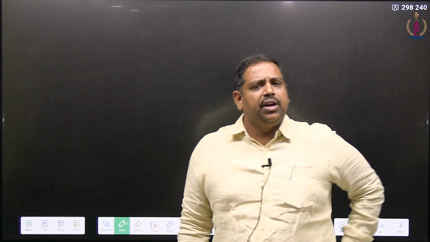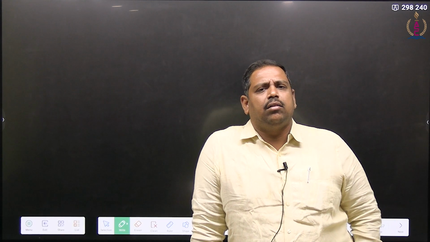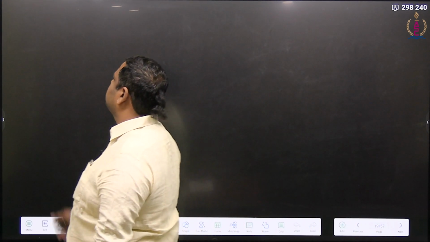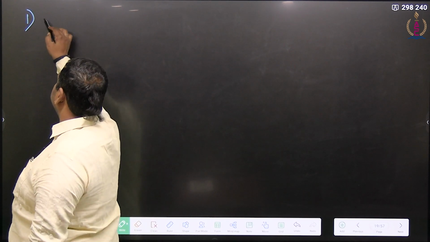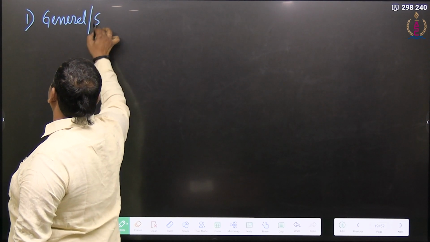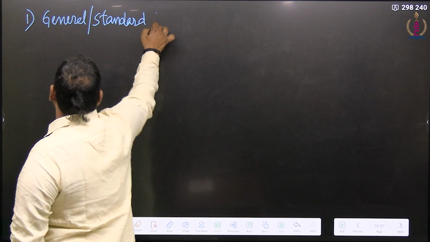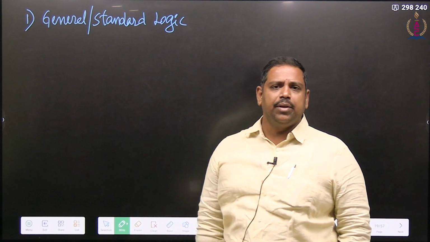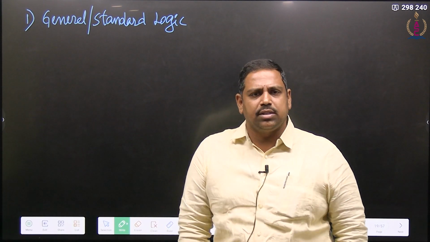So far we have seen different models of number series, right? As I said earlier, we have infinitely many logics. That is the reason, to derive the logics, I'll follow some pattern. Any number series question you give, first of all I will check: is it a general or standard logic or not? Okay. So again I will find out what are general logics or standard logics, right?